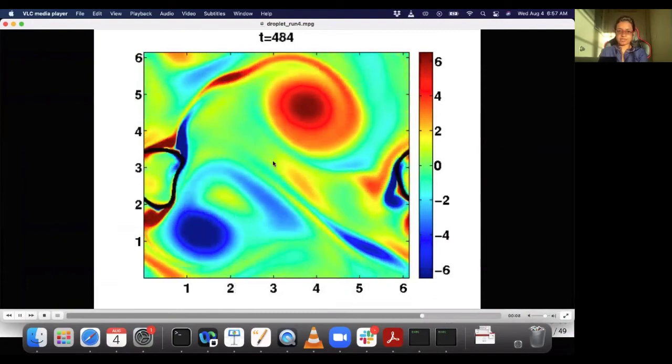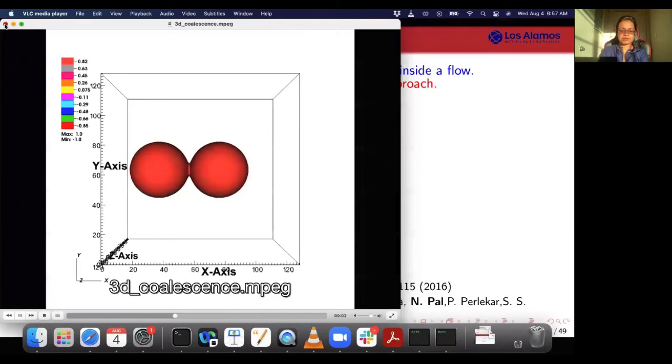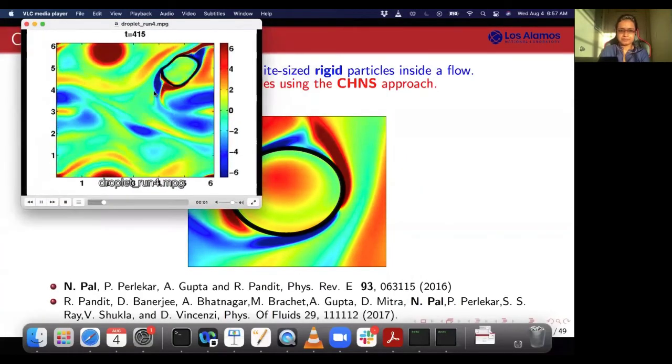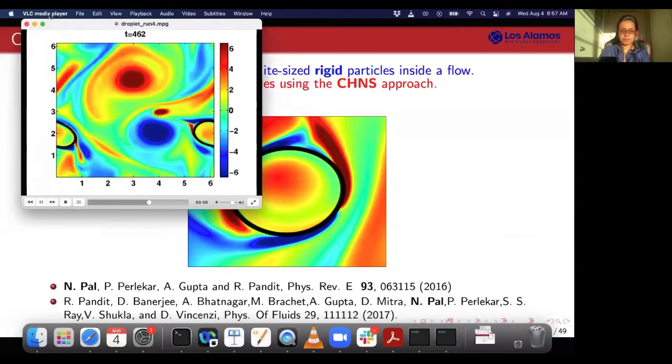I will end with a short movie which shows contours of a droplet moving in a vorticity field. So the background is vorticity. The droplet also sheds vortices. You can see the vortex shedding at the ends of the droplet.